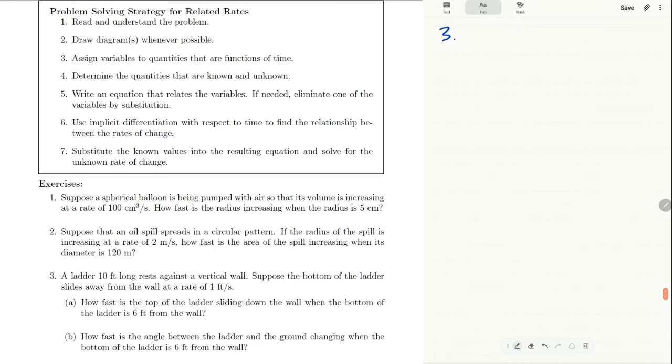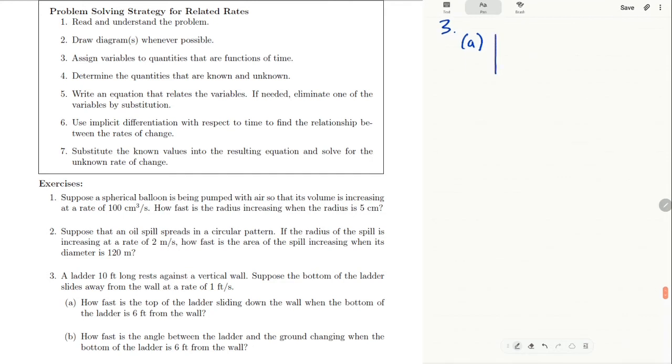In the next example, we have a ladder that is 10 feet long and it rests along a vertical wall. So suppose the bottom of the ladder slides away from the wall at a rate of 1 feet per second. So in part A, how fast is the top of the ladder sliding down the wall when the bottom of the ladder is 6 feet from the wall? So let's have a look at drawing the diagrams of our situation.